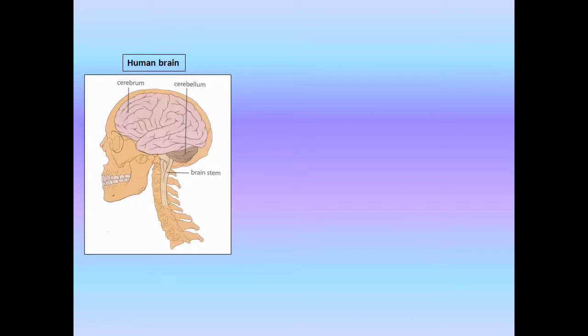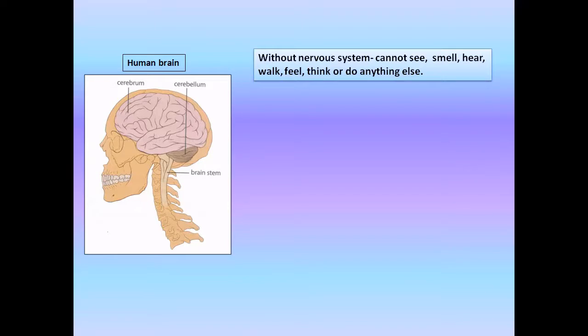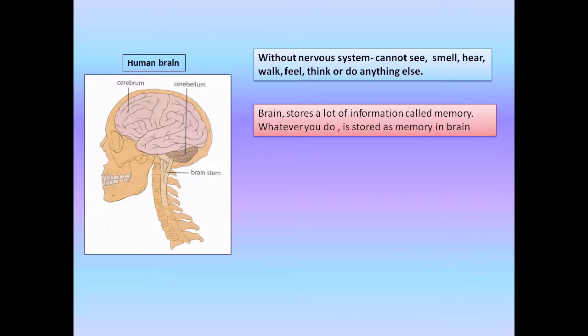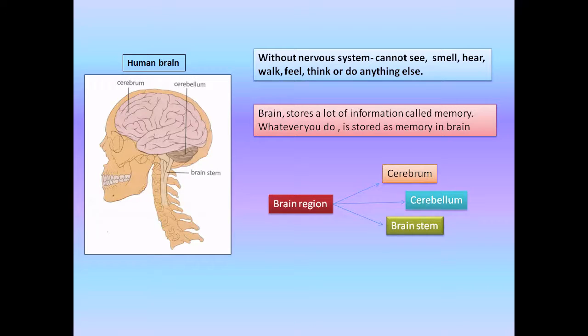Next, this is a picture of the human brain, and it has different parts: cerebrum, cerebellum, and brainstem. Without the nervous system, you cannot see, smell, hear, walk, feel, think, or do anything else, even though you have the sense organs. So without the nervous system, you cannot do anything. The brain stores a lot of information called memory. Whatever you do is stored as a memory in your brain. The brain has three parts, that is cerebrum, cerebellum, and brainstem, which I have already said.